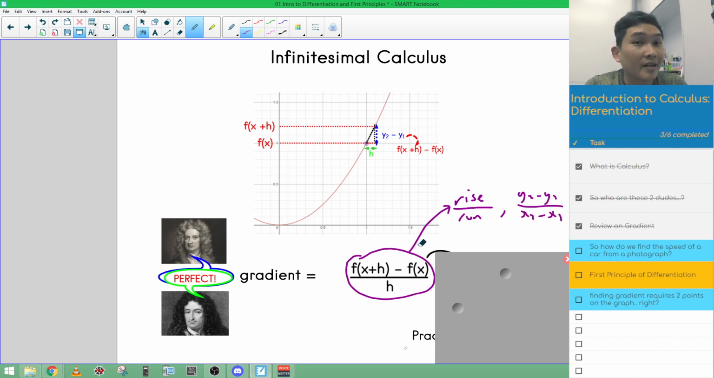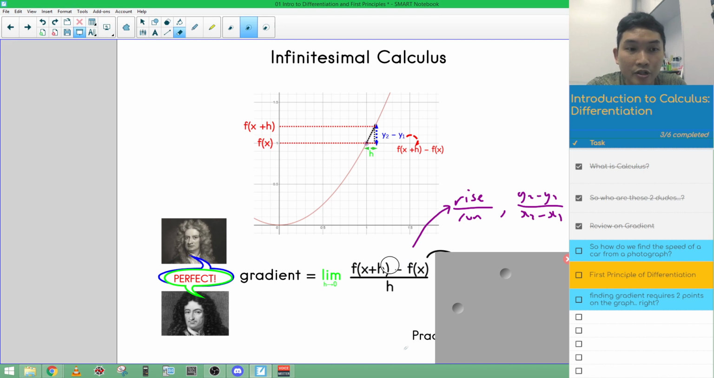But are you forgetting something? We're supposed to let the 2 points become closer and closer to each other. What is something that I can change to make them closer and closer? Remember, it's h. As h becomes smaller, the 2 points become closer and closer to each other. So I have to include this: lim h arrow 0. What does that mean? It means that we want to take the limit of this rise over run expression as h becomes closer and closer to 0.